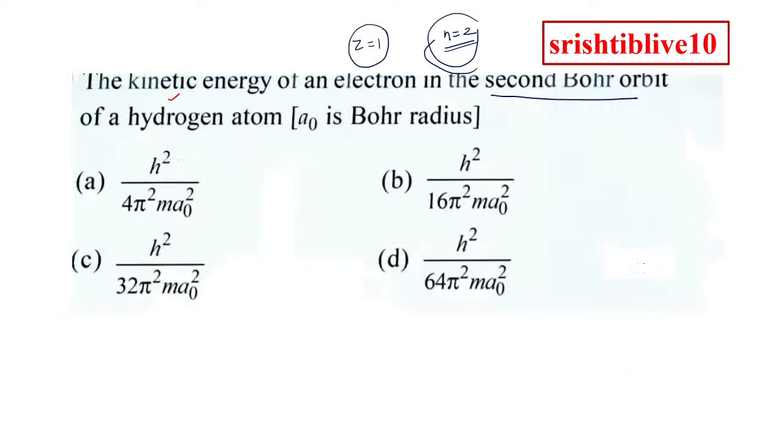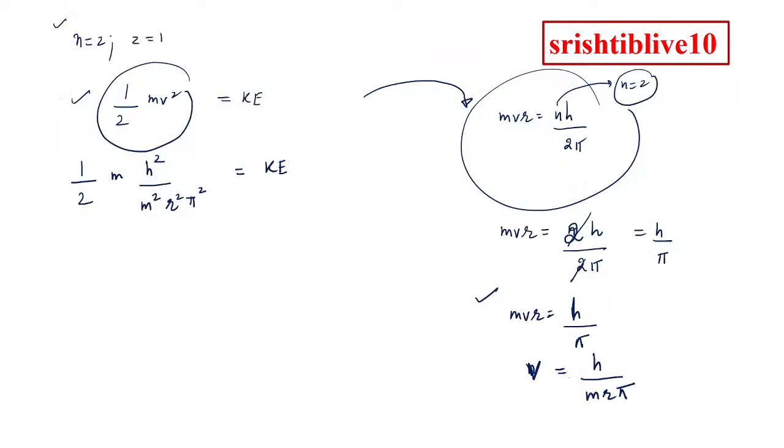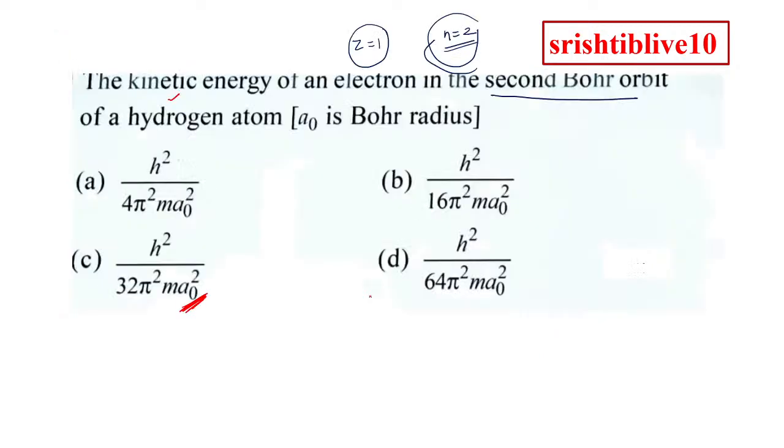Now let's go back to the options. In the options you can see this particular variable written over here, this particular constant written over here, that is a naught, and we know a naught is the Bohr's radius, okay? So somehow I have to get the value of Bohr's radius. I just have to rearrange this equation. In this particular expression I have this radius value, so somehow I have to get this value of radius, okay? So how can I get this value of radius?